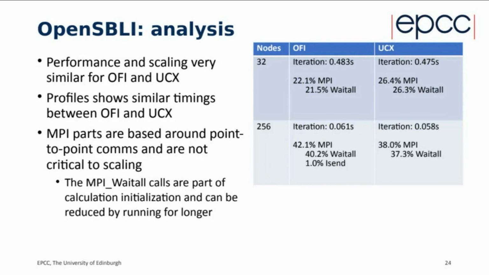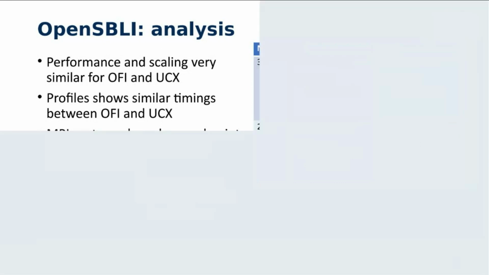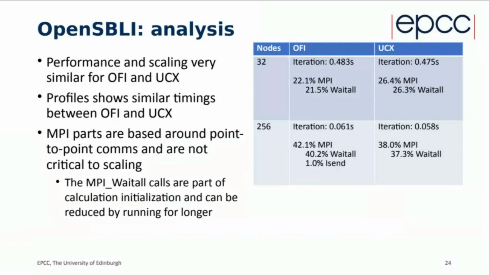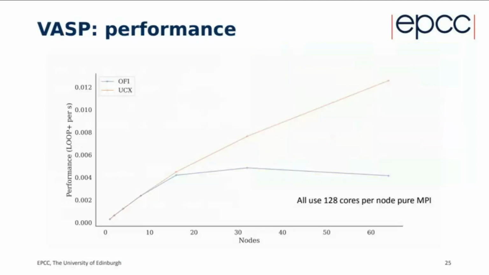So you're spending more time doing compute rather than calculation initialization. So in a real use case where people will be running for 24 or 48 hours when they're running these types of models or simulations, you'd expect the MPI time to come down, and this large amount of wait all time is actually an artifact of running for a short amount of time from running a benchmark.